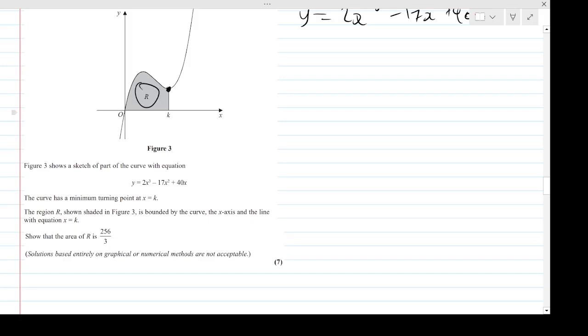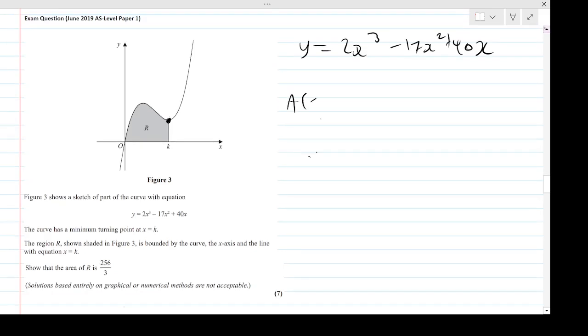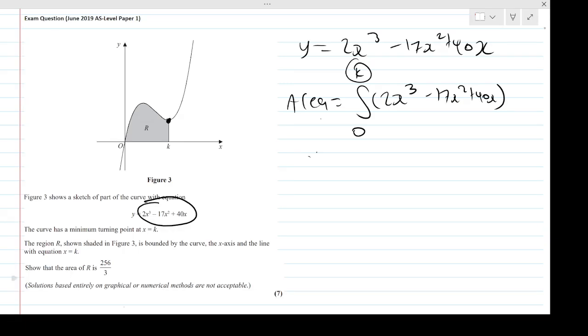We're told the region R is bounded between 0 and k. You can see that here. It's between x is 0, x is k. The area underneath the curve, okay. We're told we need to show the area is 256 over 3, okay. So we need to get to the area. Well, firstly, we're going to need to find k, right? Because how do we work out the area as an integral, right? It's between x is 0 and x is k, so that's my limit, and then we're going to integrate 2x cubed minus 17x squared and 40x. My problem is I don't know what k is, so I'm not going to get a numerical answer. I'm going to need to find k before I integrate.